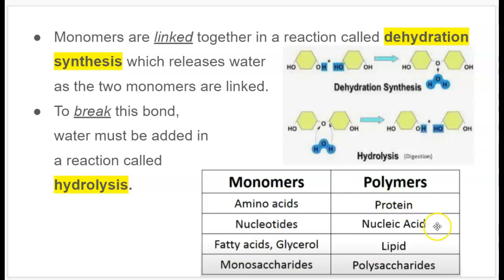This chart is here because we need to remember that the major macromolecules are proteins, nucleic acids, lipids, and polysaccharides, or what we also refer to as carbohydrates. The monomers that are put together through dehydration synthesis to make these things are amino acids, which make proteins, nucleotides make nucleic acids, fatty acids and glycerol make lipids, and then monosaccharides make polysaccharides. And again, there's that mono and poly. All right, so let's talk about carbohydrates first.